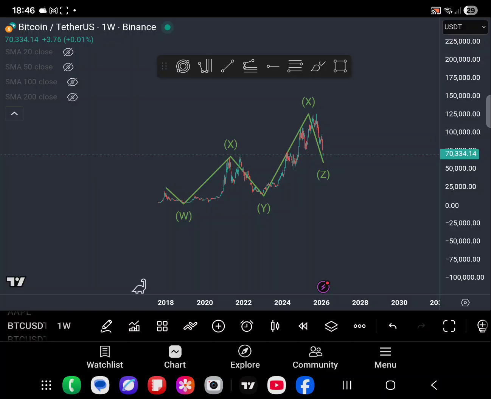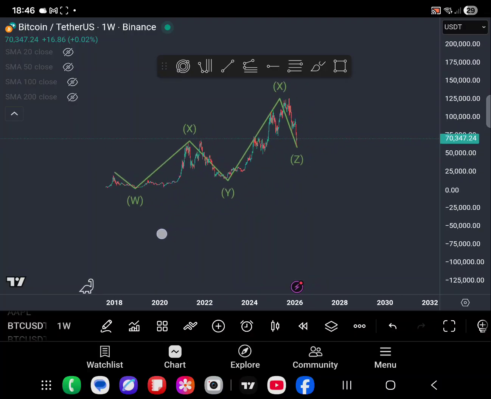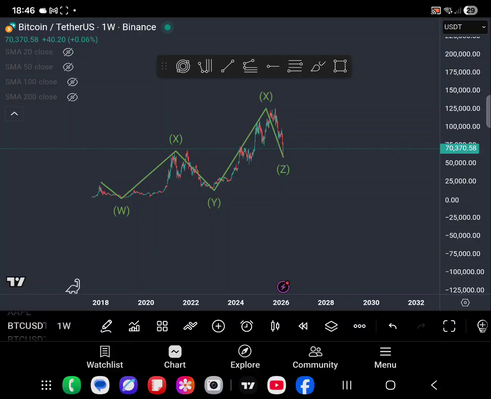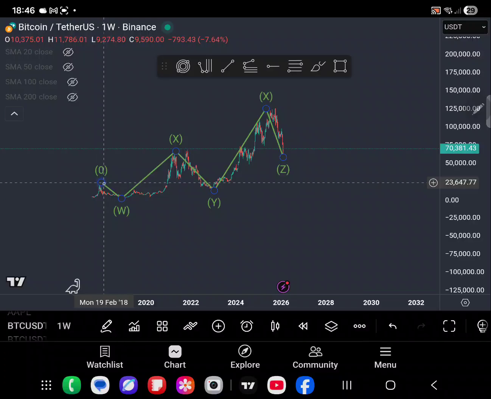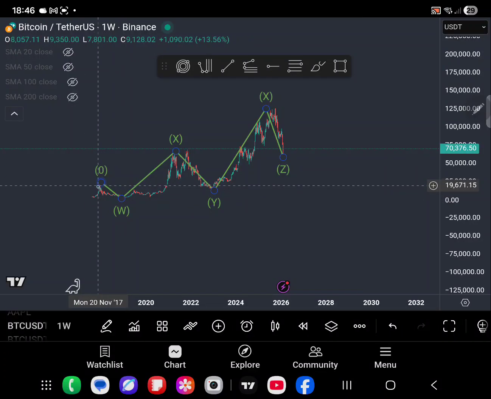So yeah. So what's using Elliott wave? Okay, so the rules in Elliott wave is that wave one, so that's wave one, it went up to 20,000.